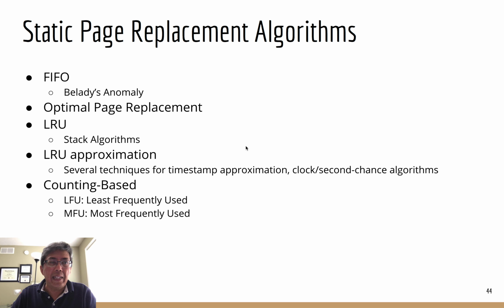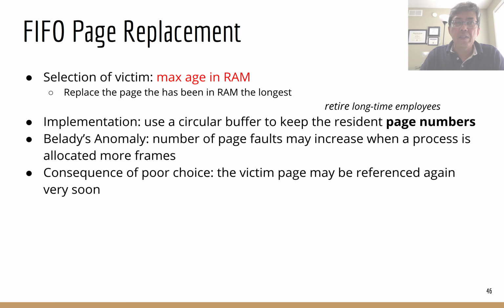We will look at several static page replacement algorithms. The first one is FIFO, first in, first out. And then the second one is optimal page replacement. The third one is LRU, and how to approximate LRU. And then finally, we also look at counting-based algorithms. So FIFO is actually the easiest to implement.